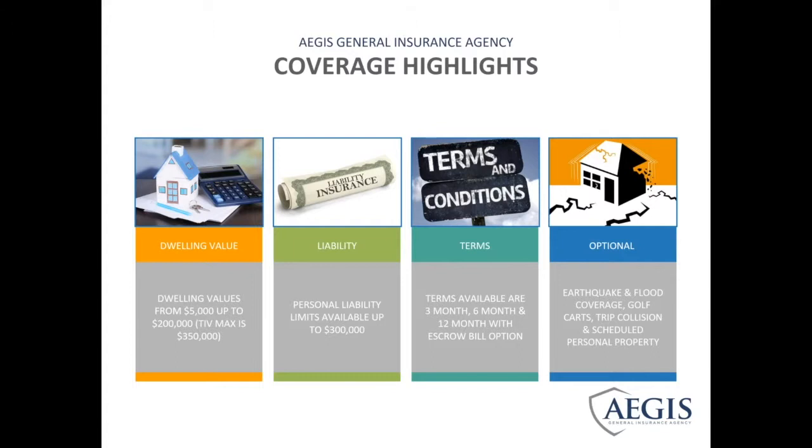We do offer liability up to $300,000 as well. You can do a 3, 6, or 12 month with escrow bill option as well. And earthquake, flood, golf carts, trip collision, and you can schedule personal property. All are optional coverages that we'll show here in just a minute.